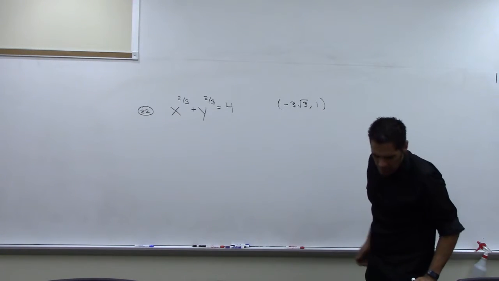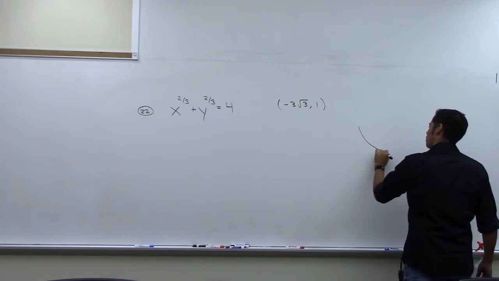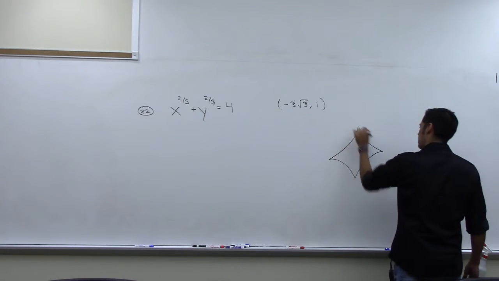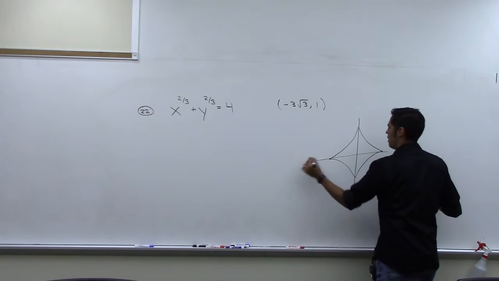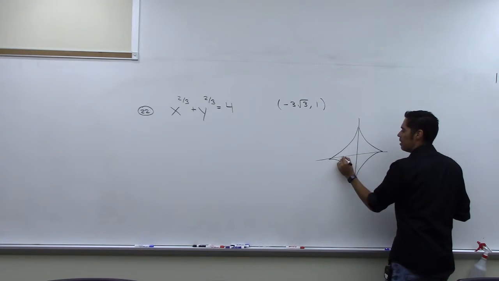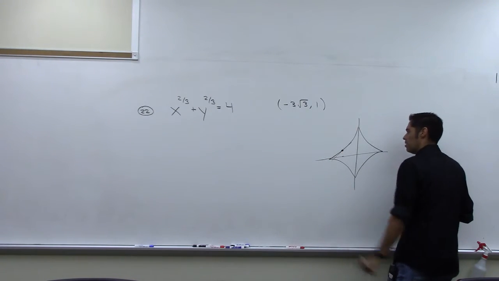And they even give you the graph of this. We call this an asteroid, like this. That's the graph of that. And so we're going, this is a terrible graph, to negative 3 root 3, goes up to 1. We're trying to find the slope of the tangent line there.